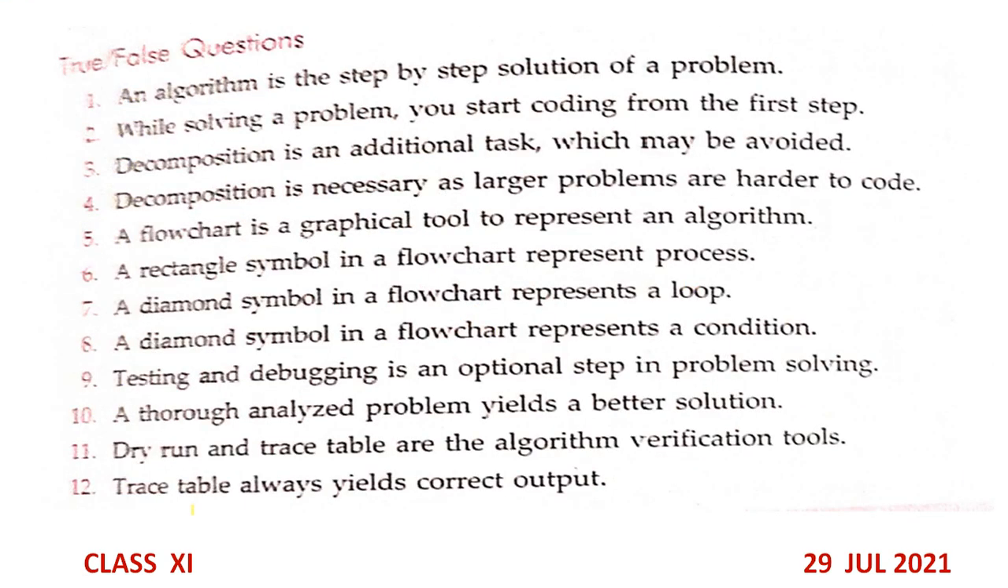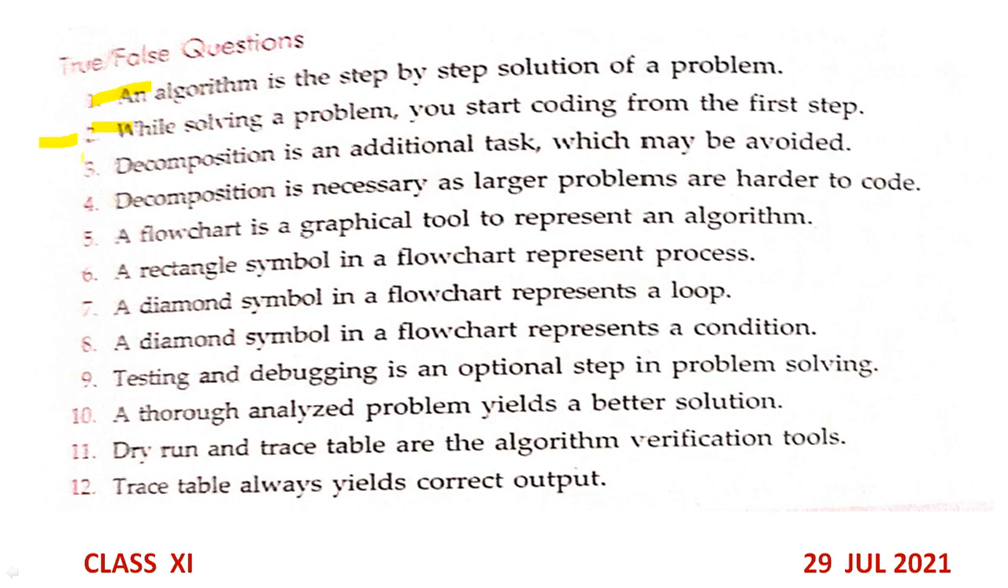Now, the last part we will see is true or false, how many are true, how many are false in this. First one, an algorithm is the step by step solution of a problem. It is true, definitely. While solving a problem, you start coding from the first step. Not necessarily, we should not always start from the first step. Okay. So, it is false.